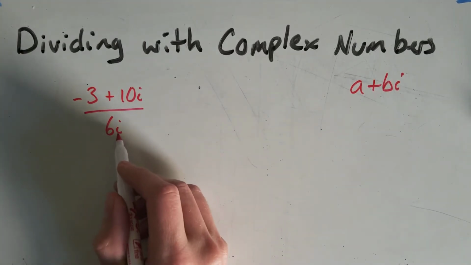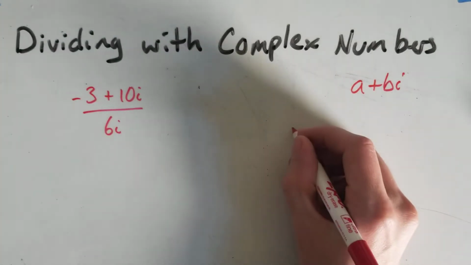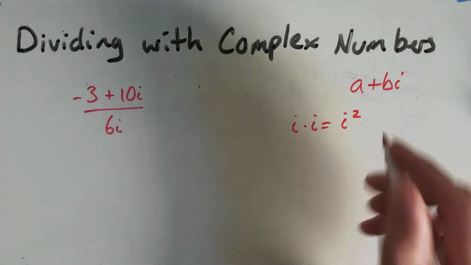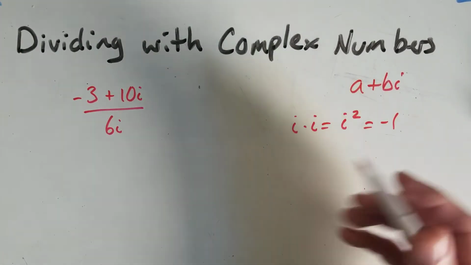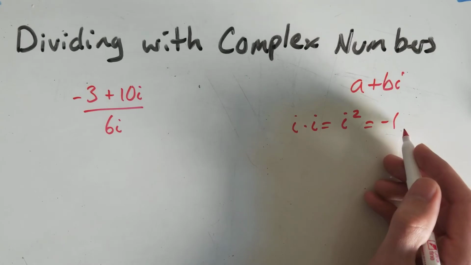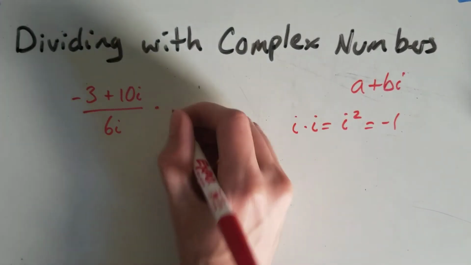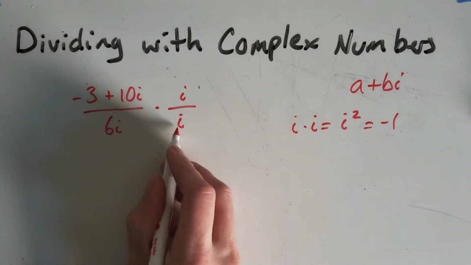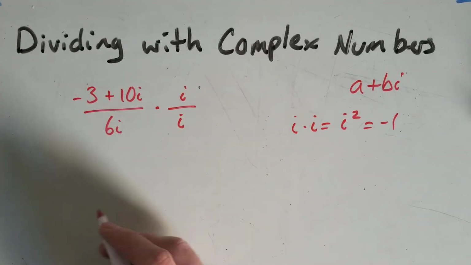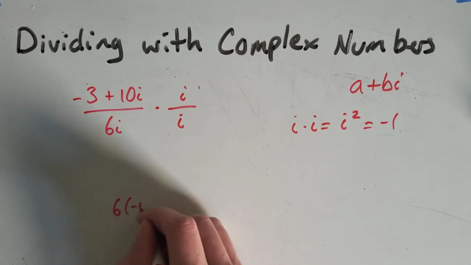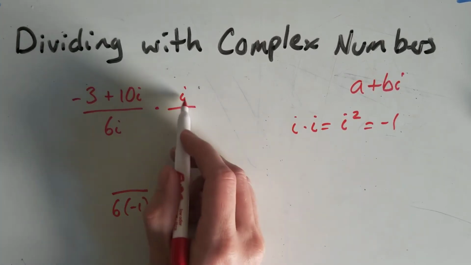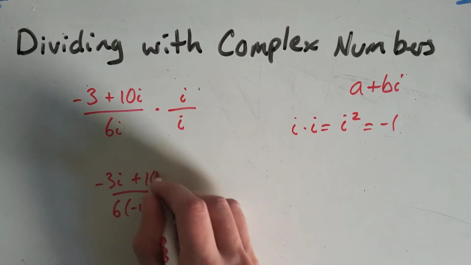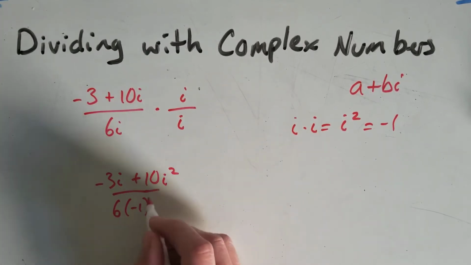And in order to do that, let's think of what we know about i. We do know in the past from i, if you multiply it by itself, you get i squared, which is -1. We're no longer writing in terms of i, we're in a -1 here. So I'm going to multiply the top and the bottom here by i. So 6i times i, and that's going to get us, I'll just write it out, 6 times -1. And then on top, you're distributing an i. So -3i plus 10 times, you're going to end up with i squared.